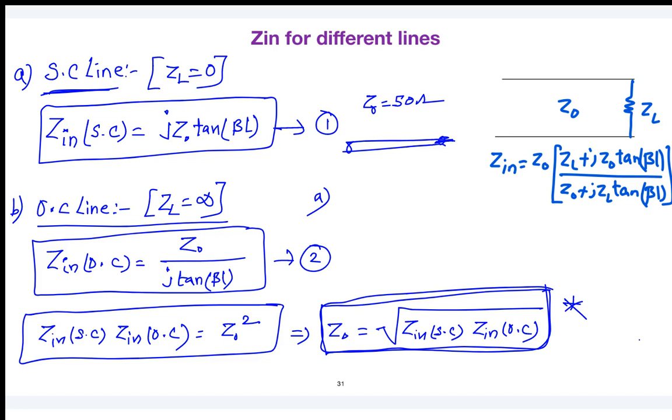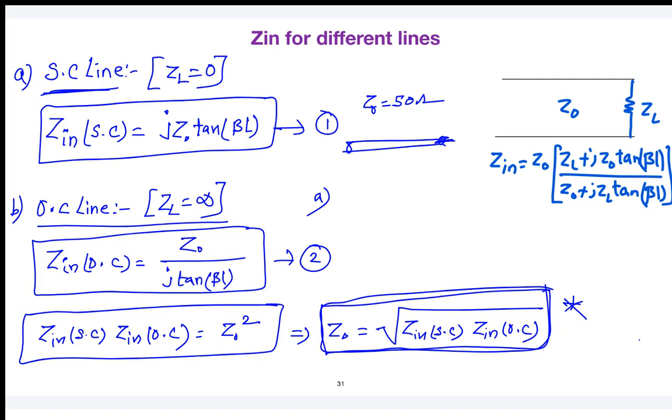Are you able to hear me now? Yeah. So the characteristic impedance is the geometric mean of the short circuit input impedance and the open circuit input impedance.